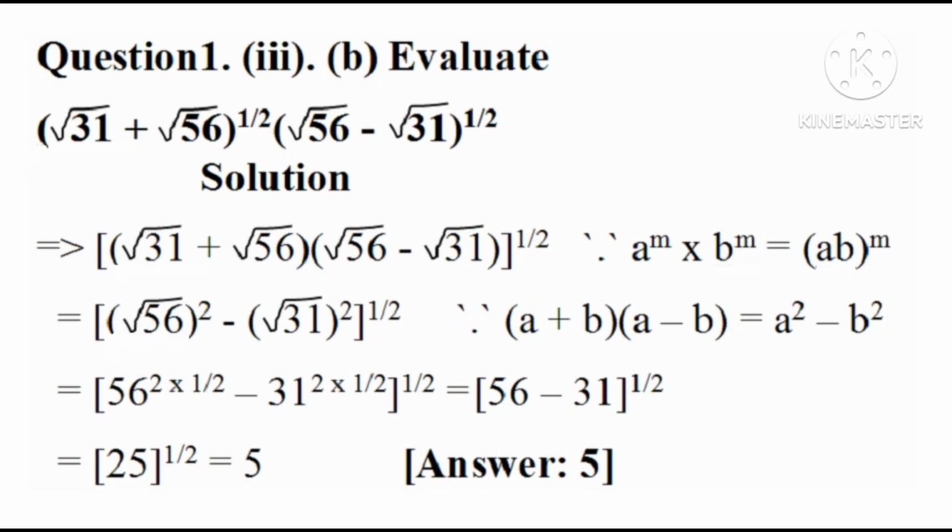Question 1, 3b is shown here. To evaluate this we should use the law of indices that a^m multiplied by b^m is equal to (ab)^m. Hence we write it as [(√31 + √56)(√56 − √31)]^(1/2). Also (a + b)(a − b) is equal to a² − b². Hence we write it as [(√56)² − (√31)²]^(1/2). Hence it becomes (56 − 31)^(1/2), equal to square root of 25. That is 5.